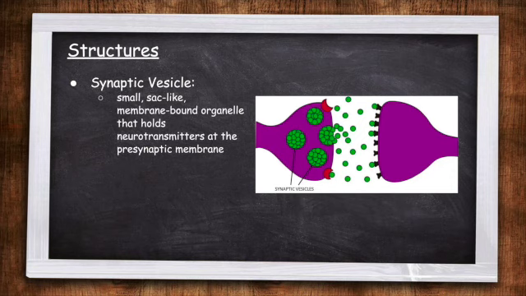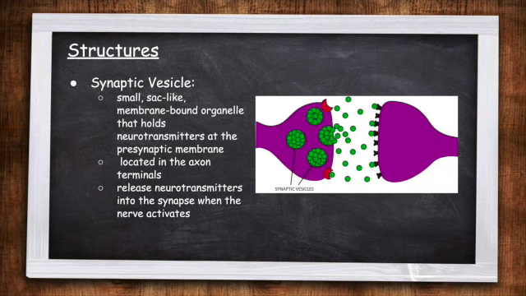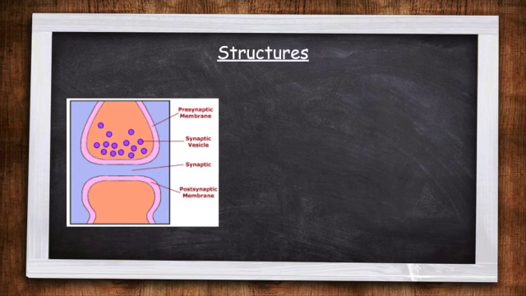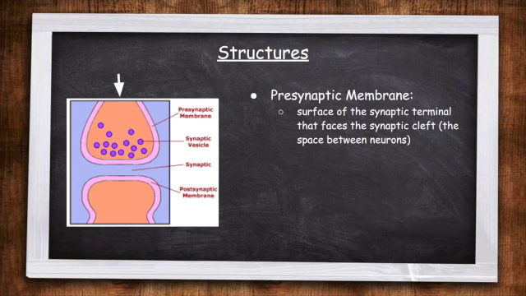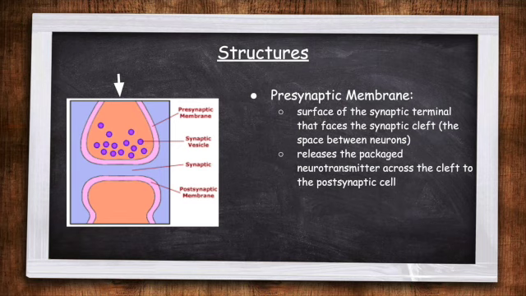The synaptic vesicle is a small, sac-like membrane-bound organelle that holds neurotransmitters at the presynaptic membrane. It is located in the axon terminals and will release neurotransmitters into the synapse when the nerve activates. The third is the presynaptic membrane. This is the surface of the synaptic terminal that faces the synaptic cleft, the space between neurons. The presynaptic membrane releases the packaged neurotransmitters across the cleft to the postsynaptic cell.